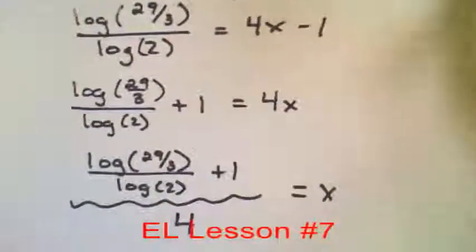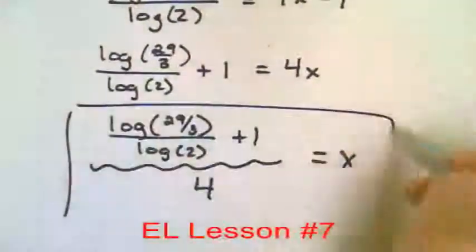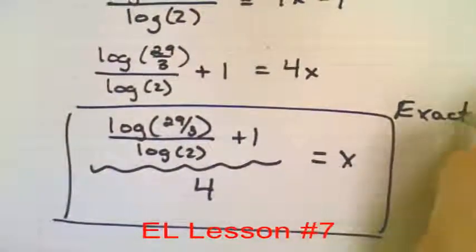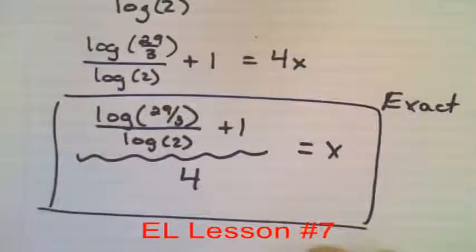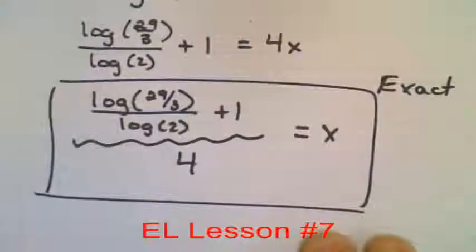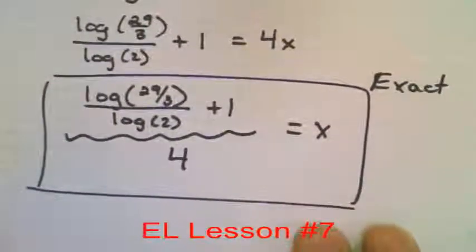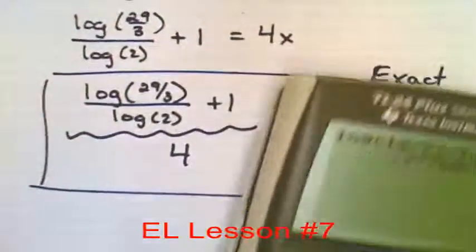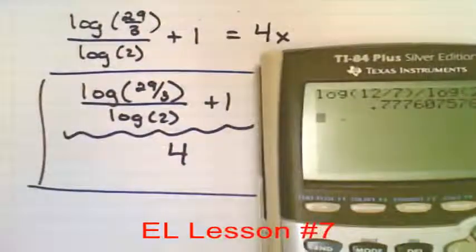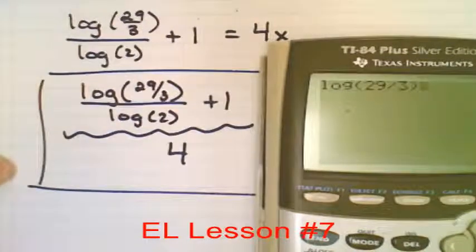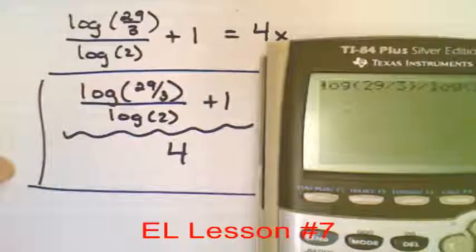So I'm going to get, and this just gets confusing to look at, the log of 29/3 divided by the log of 2 plus 1, all divided by 4, equals x. That is my answer. Now that's the exact form, and I'm going to write exact this time. I could type it into my calculator. The problem is typing it into the calculator is a little bit complicated to do in one shot. So I'd probably do it in two or three different steps.